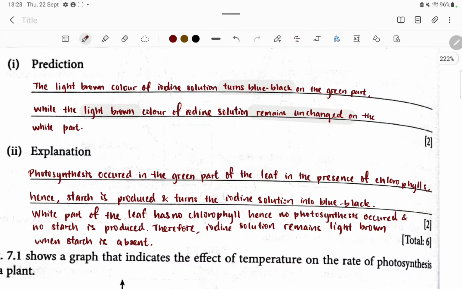Okay, 1 mark is for photosynthesis occurred in the presence of chlorophylls, so starch produced and turns iodine solution into blue-black. This is your first mark. And then your second mark: white part has no chlorophyll, no photosynthesis occurred, no starch produced, remains light brown. This is your second mark.